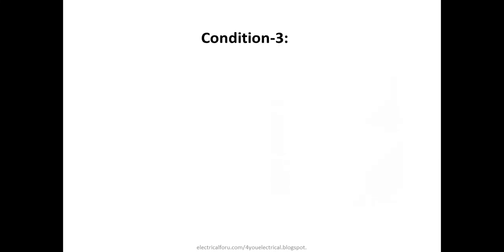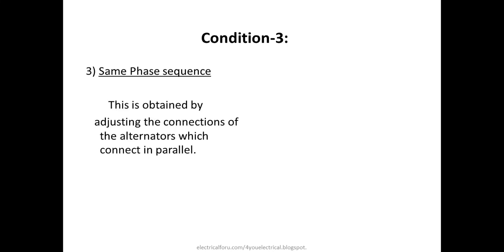The next condition is the same phase sequence, that is, the phase voltages are obtained by adjusting the connections to the alternators which are connected in parallel, that is R phase, Y phase, B phase. So you have to check whether the three phases are at the same frequency or not, when connecting a number of alternators in parallel operation.